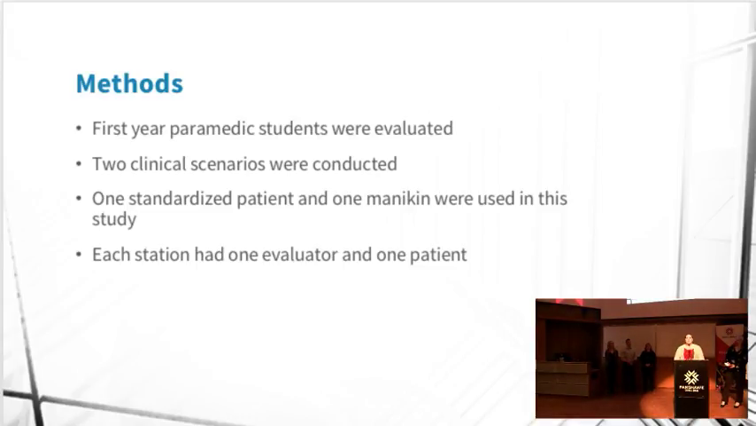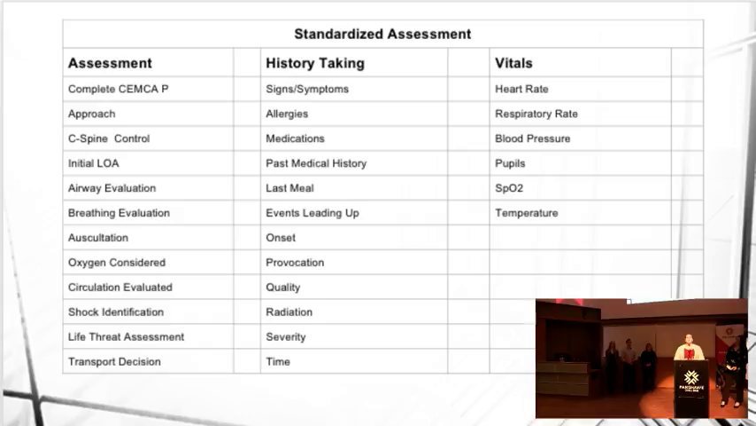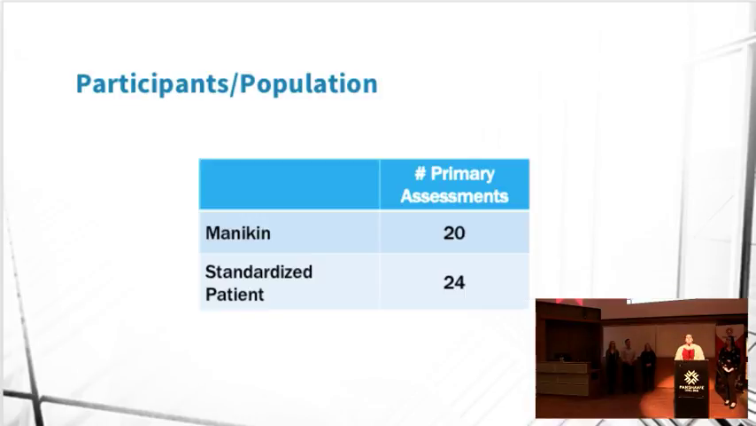So this is our checklist that the evaluator had. If the primary paramedic didn't state that they were checking anything on their assessment, then we didn't mark it down. If they weren't going to rule it out, we also marked if they did or not. So we had 20 participants for the mannequin, and for the standardized patient, we had 24 participants.